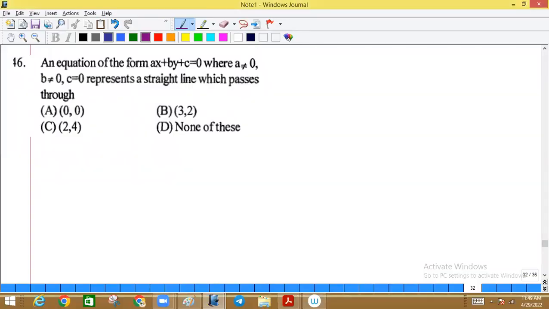An equation of the form ax + by + c = 0, where a is not equal to 0, b is not equal to 0, but c is equal to 0. What do you mean by c is equal to 0? The constant is equal to 0, which passes through what? Okay, when the constant term is equal to 0, it passes through the origin, right?